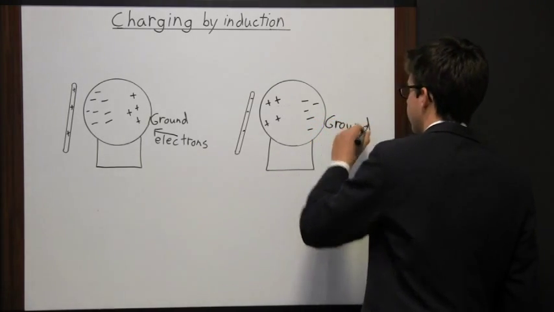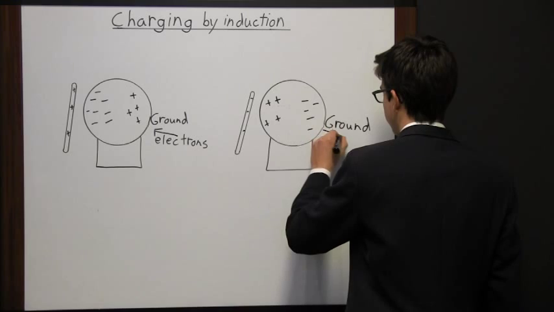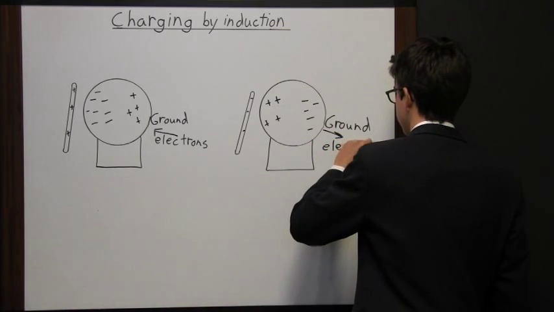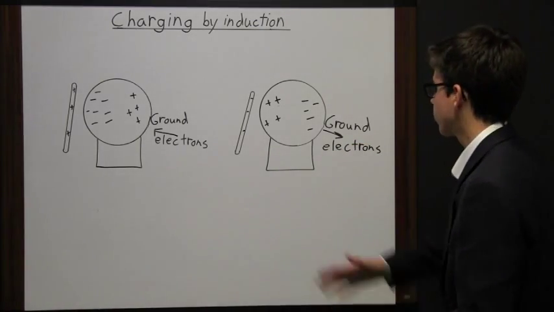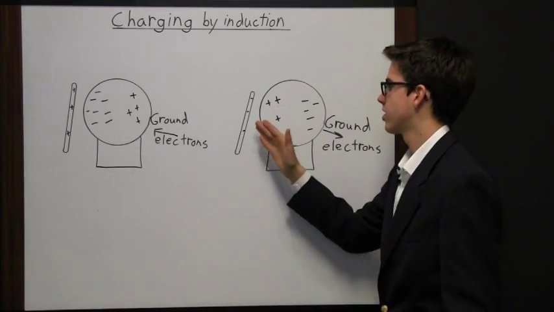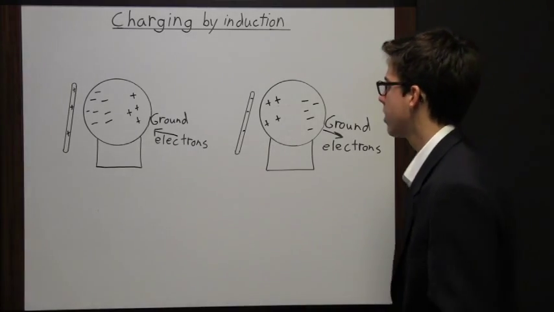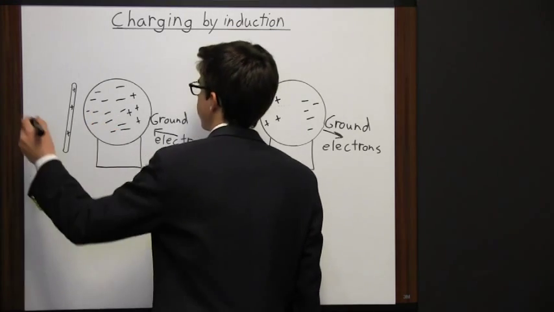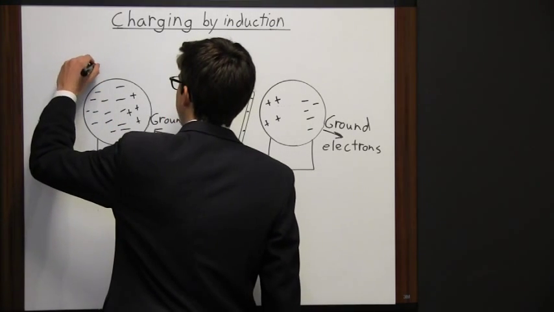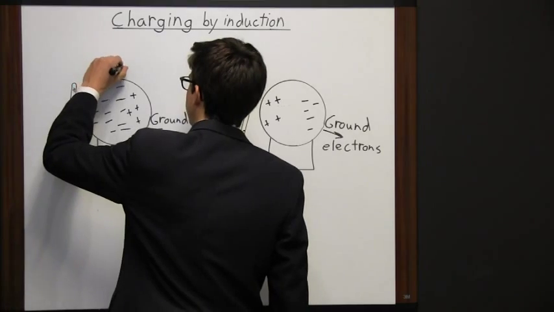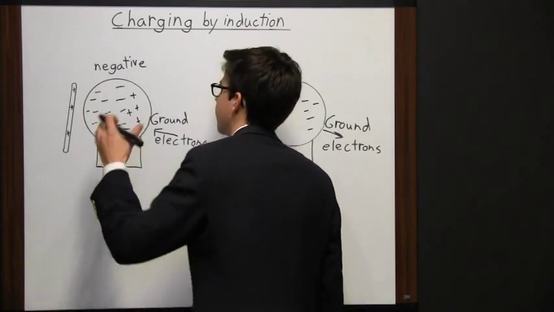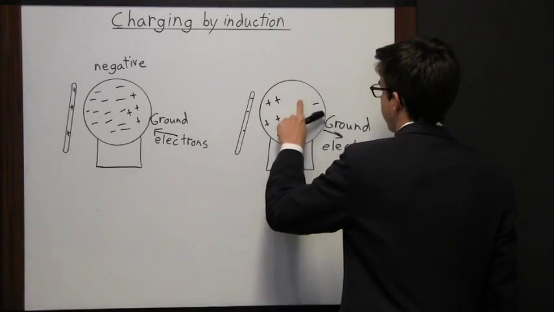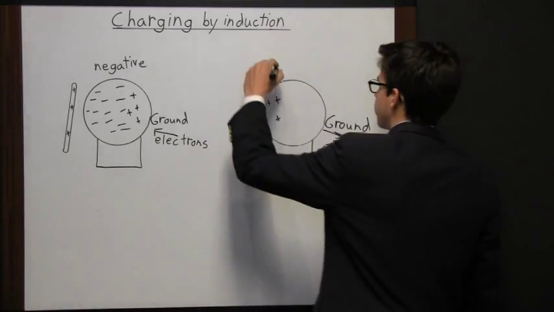So now we have a ground touching the sphere, and so these electrons are going to travel into the ground. They're going to travel to this outside source so they can get even farther away from this negatively charged rod. So notice here what happened is more electrons went in. So now there were more electrons than protons. So now the sphere has a negative charge because electrons have a negative charge. Now over here, electrons moved out, so now there's less negative charges, so there's more positive charges, which gives this a positive charge.